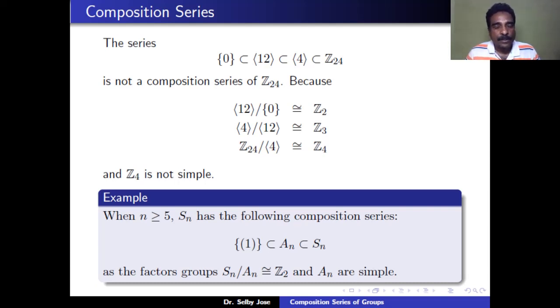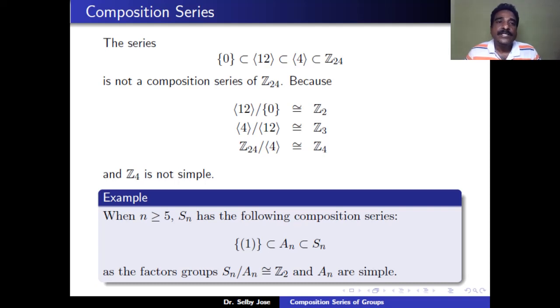to Z4. But we know that Z4 is not a simple group because it has a proper subgroup of order 2, because it's a cyclic group. And you know that for each divisor D of n, G has a unique subgroup of order D. Because 2 divides 4, Z4 has a unique subgroup of order 2. So Z4 is not a simple group.